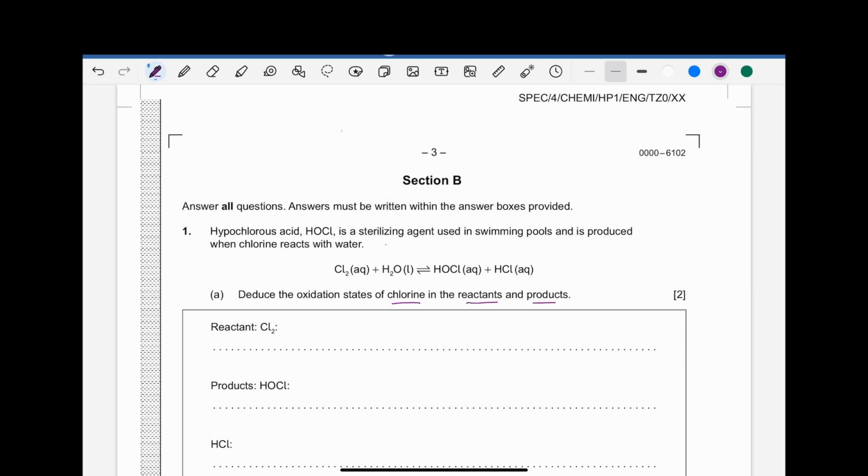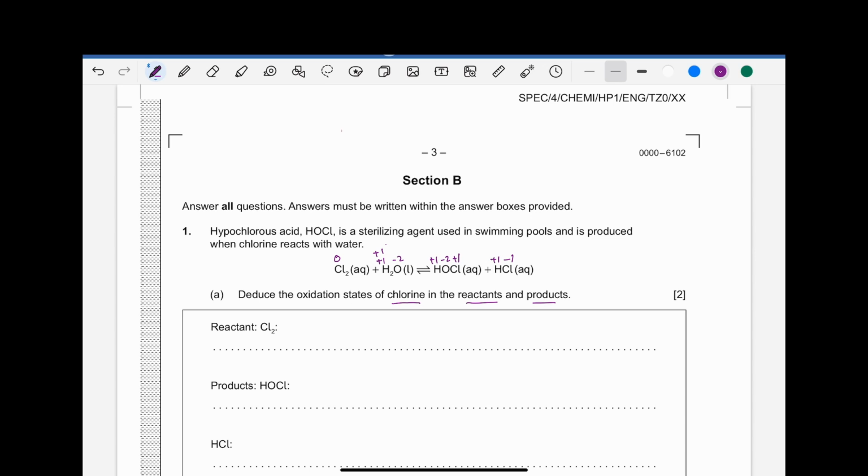So let's assign oxidation numbers. Chlorine on the reactant side is 0 because it's an element. Oxygen in water is -2, so hydrogen is +1. On the product side, hydrogen in HOCl is +1, oxygen is -2, so hence Cl is +1. In HCl, hydrogen is +1, so Cl is -1.